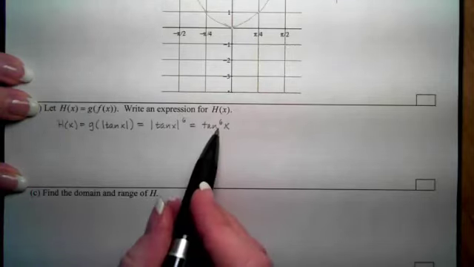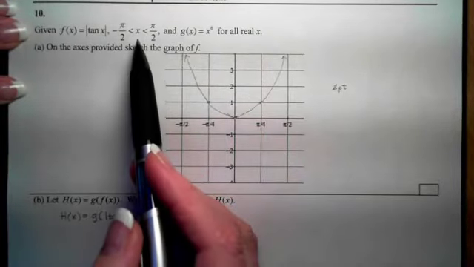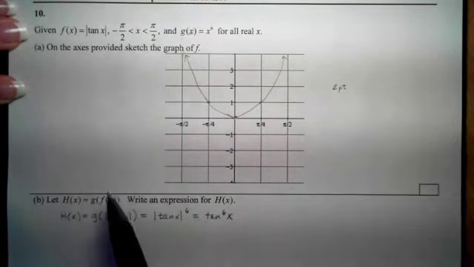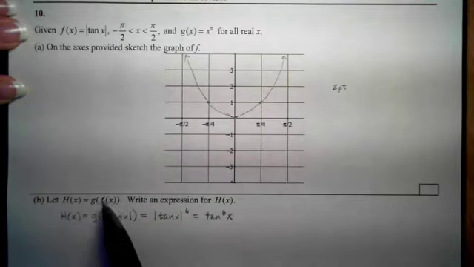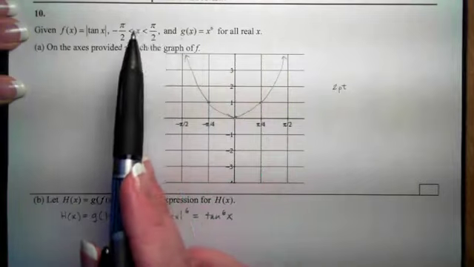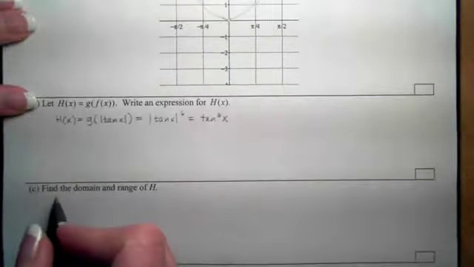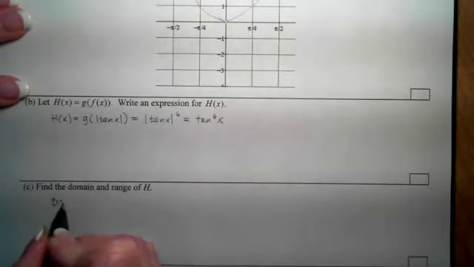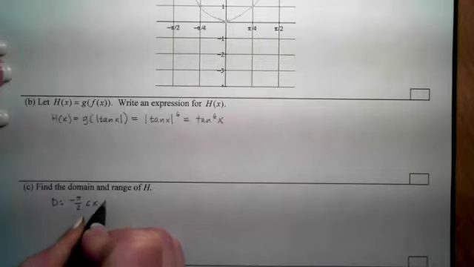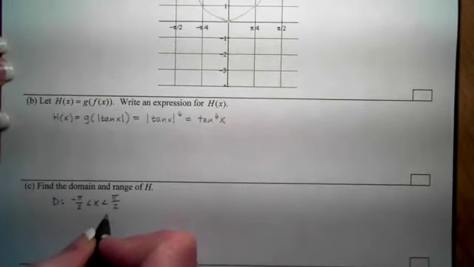Well, if we think about what causes problems for tangent, and we keep in mind the domain that was given to us, the domain of the composed function cannot be any larger than the domain of any interior function. So because f was inside g, we don't get to use all real x's. We only get to use the x's that came from f. So the domain for h is going to be the same as the domain for f, which is negative pi over 2 to pi over 2, and we cannot include those because they weren't included on the original.